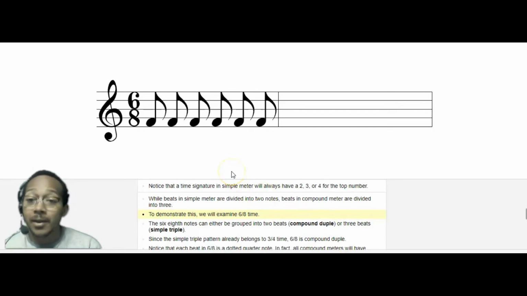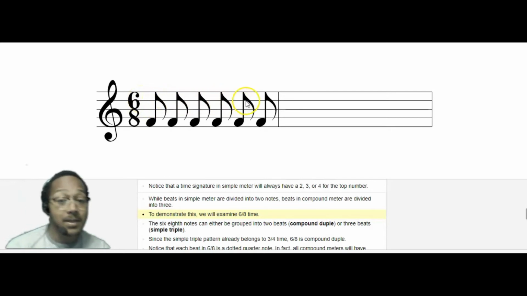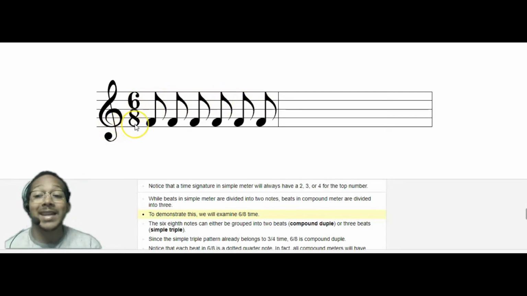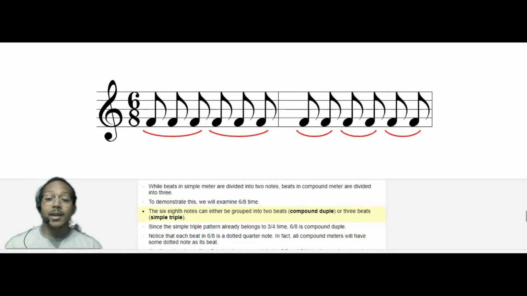So let's start off by figuring out our time signature. The top number is 6, telling us that there are going to be 6 beats in our measure. Bottom number is 8, meaning the 8th note will give us that 1 beat. The 6 8th notes can either be grouped into 2 beats for compound duple or into 3 beats for simple triple. Here is the simple triple divided into 3 beats, or here divided into 2 beats for the compound duple.